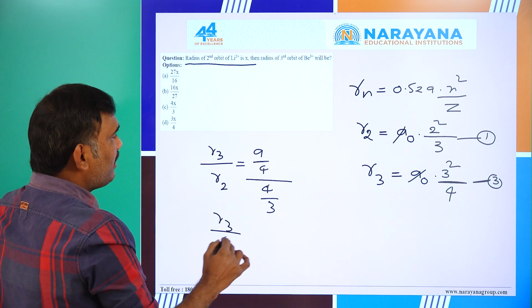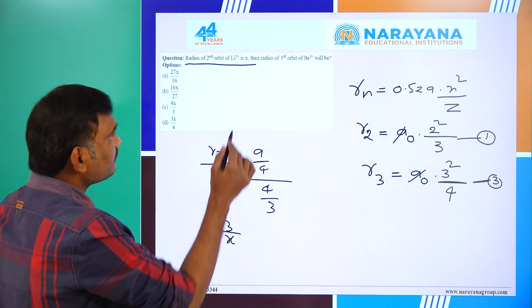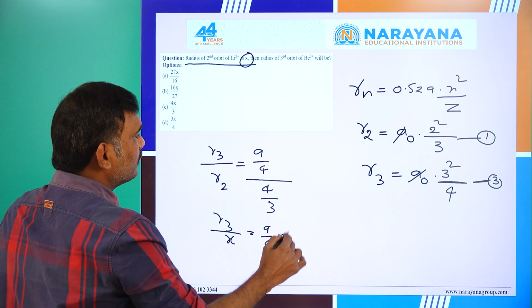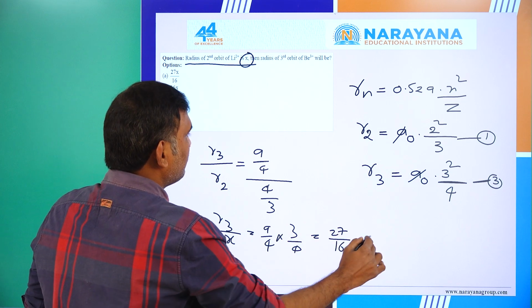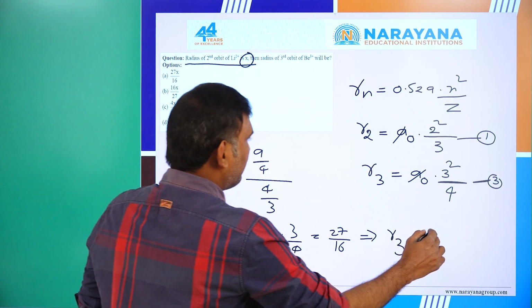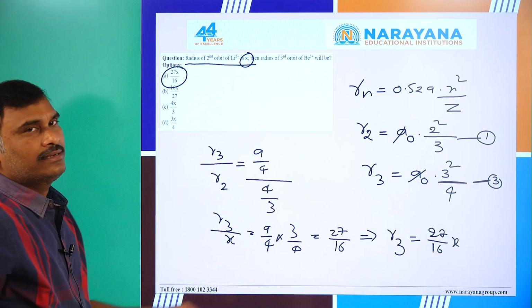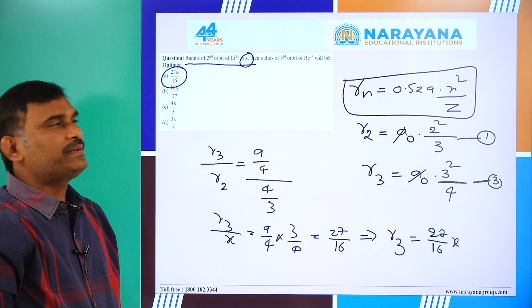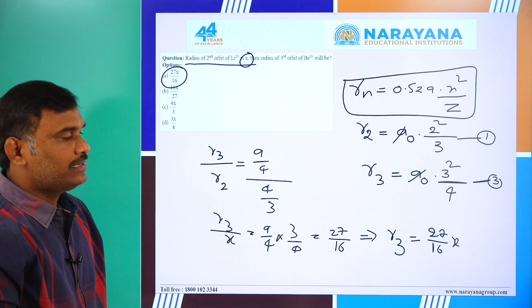R2 is nothing but x, as given. So R3 by x is equal to 9 by 4 into 3 by 4, that is 27 by 16. That means the radius of the third orbit of Be3+ is equal to 27 by 16 x. This is the formula required to do the problem: Rn for any orbit of a hydrogen-like species is 0.529 into n square by Z. This is the way we can solve the question, students. Now go for the next question.